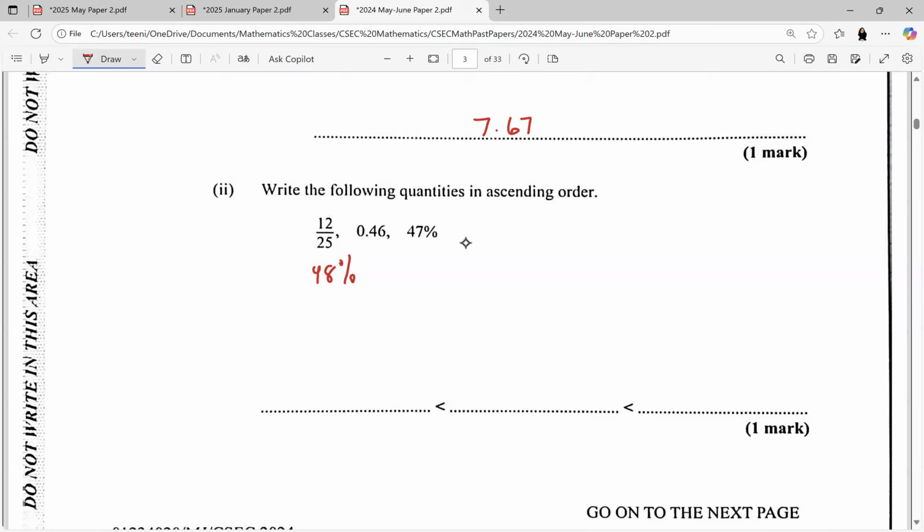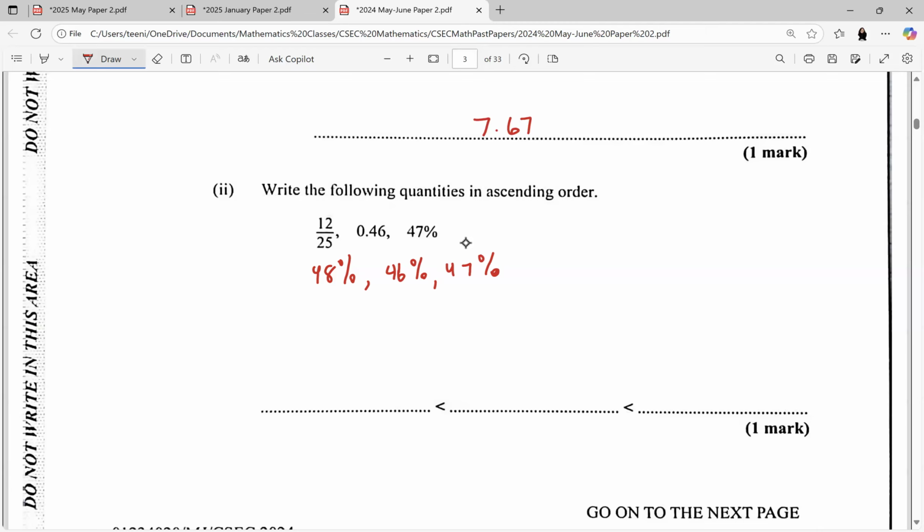What is 0.46 as a percent? 46%. Good. And then, well, 47% is just 47%. So you could either do it like that, or you could have changed all of them to decimals, right? If you're changing them all to fractions, they would have to be fractions with the same denominator, right? So we already have it as percentages.